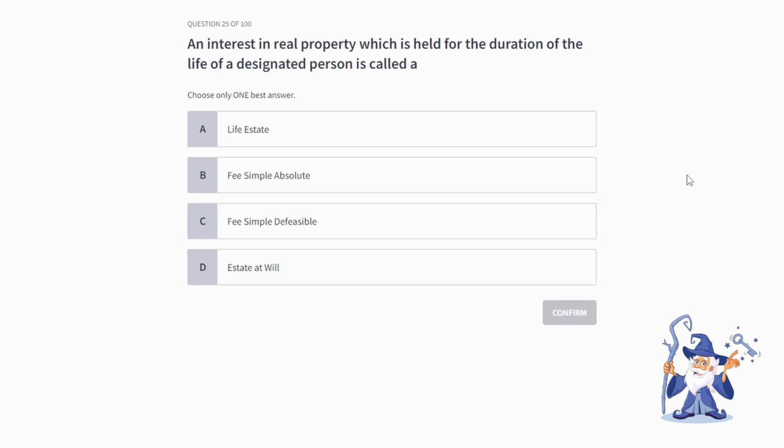Question number 25. An interest in real property which is held for the duration of the life of a designated person is called a, and it gives us 4 options: A, a life estate; B, fee simple absolute; C, fee simple to feasible, or D, estate at will. So take some time and come up with your answer on that one.